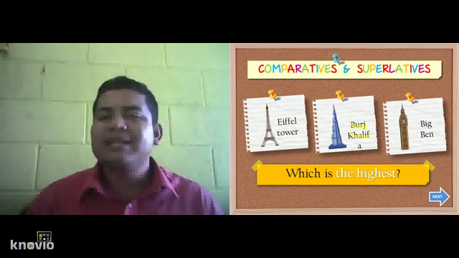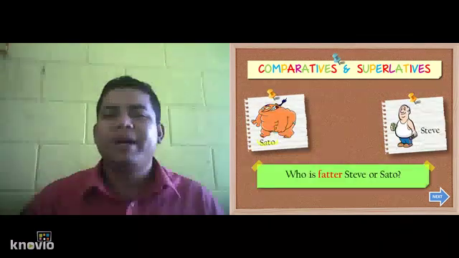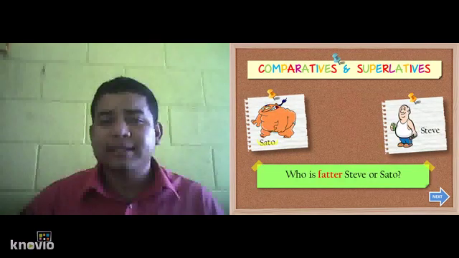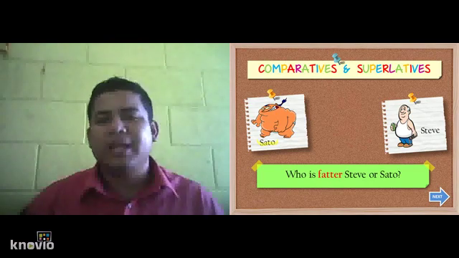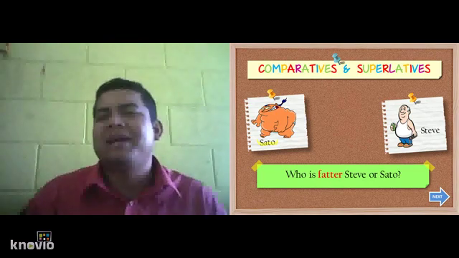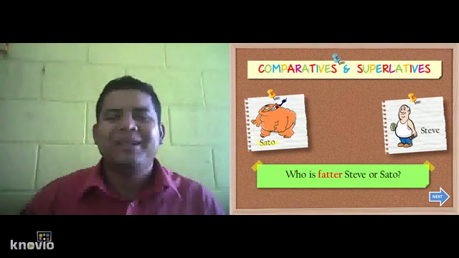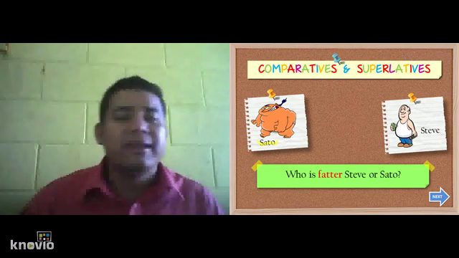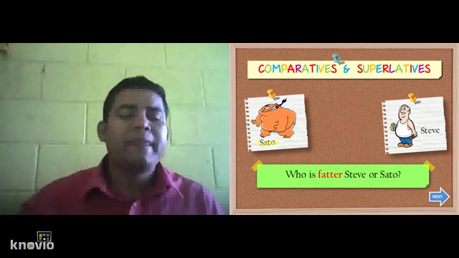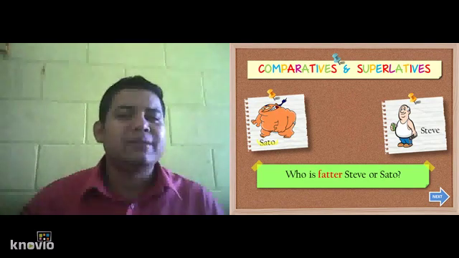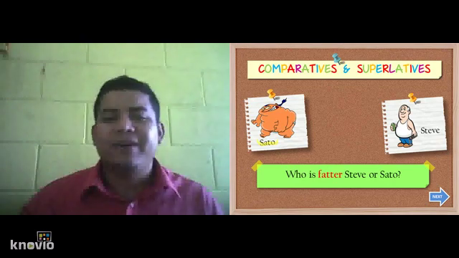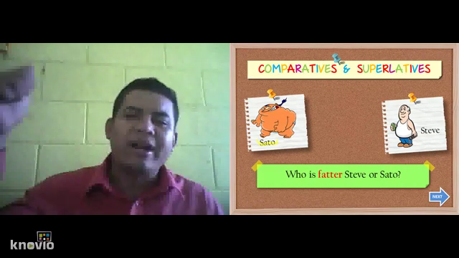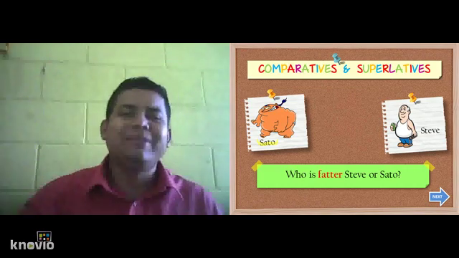And the last exercise is about comparatives, and it says, who is fatter, Steve or Sato? You can see these two guys. Well, actually both are big, right? But I want to know who is bigger than the other. In this case, think about your answer. Who is fatter, Steve or Sato? Think about it. If your answer is Sato is fatter than Steve, you are right. And then you are doing really nice.